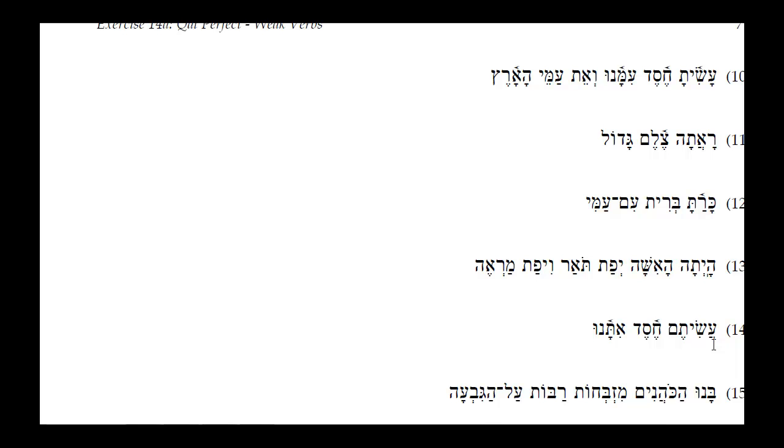Number 14, asitem chesed imanu. Okay, so basically we would say here number 14 is "you did," or you showed, you could translate showed, but it's the action. You did covenant faithfulness or loving kindness with us. The hirik under the aleph shows you that this is the preposition with. Remember, there are two that look identical. One is a definite direct object marker, and one is a preposition. This is the preposition with, and then nu tells us this is first common plural, us. You showed loving kindness with us, or did loving kindness with us.